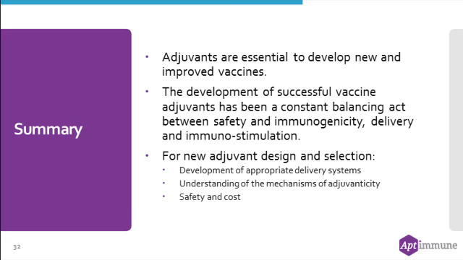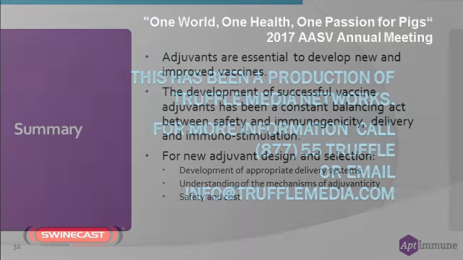You don't want one that is going to cause destruction here at the site of vaccination. You don't want an adjuvant that is going to cause necrosis of the cell, because then it's not an efficient adjuvant. We need to keep in mind, to develop a new adjuvant, safety and cost, of course, but understanding the mechanism of adjuvants is very important. You need to understand what the best balance is there, and develop an appropriate delivery system for them.